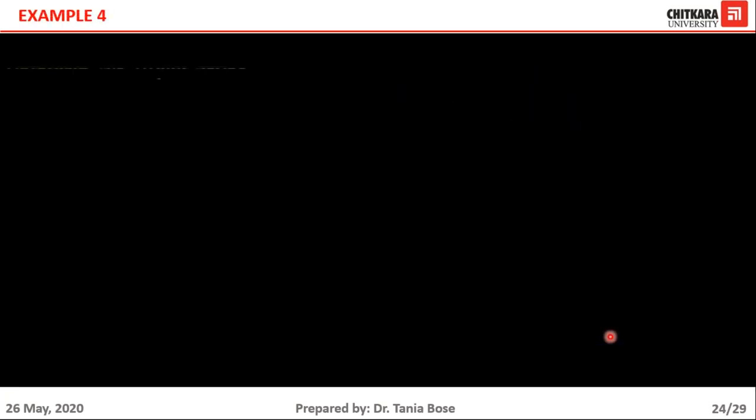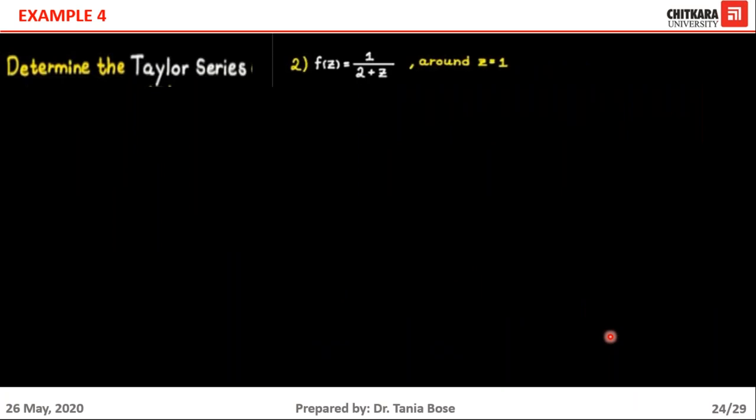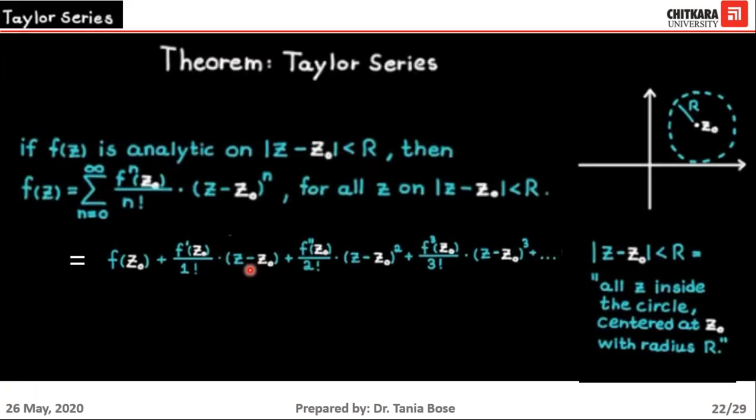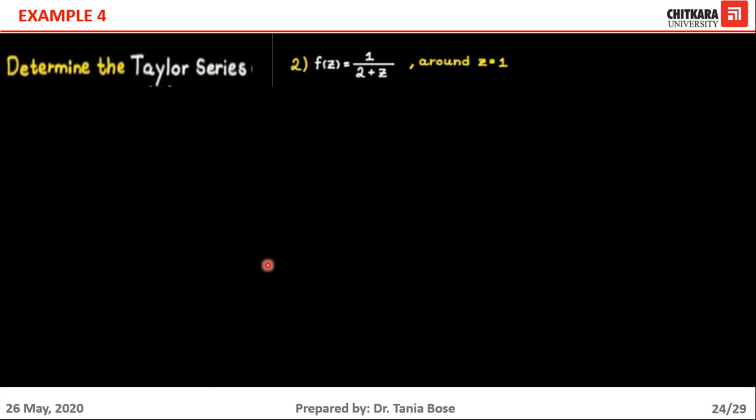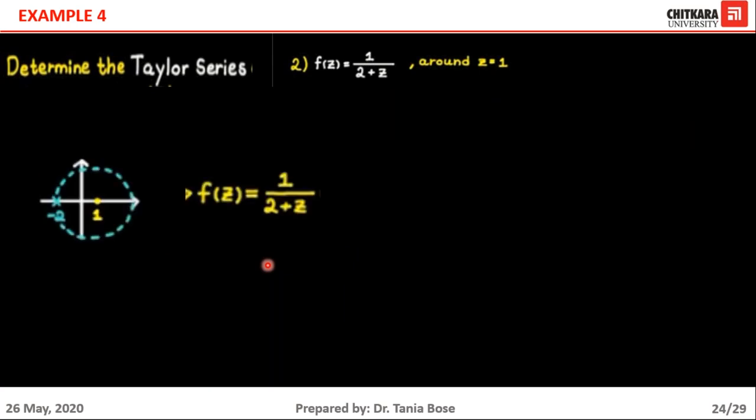Now let us look at the next example. It is the same question, but I've just changed the center. Earlier, the center was z equal to 0. Now you have to find out the Taylor series at z equal to 1. So if you just go back to the definition of Taylor series, this was the Taylor series expansion. Now your center is 1. That means z naught is equal to 1. That means in your answer that you will write at the end, the series should come out in the powers of z minus 1. Right? Okay. Now let's go back to the question and see how to calculate the Taylor series expansion of this function around z equal to 1.